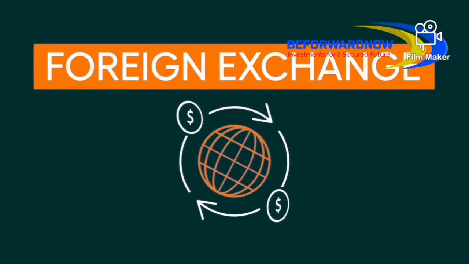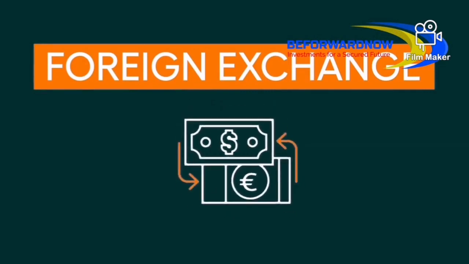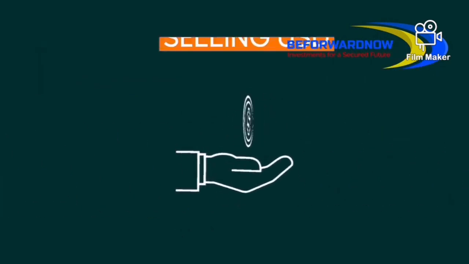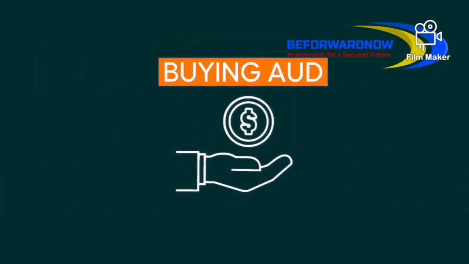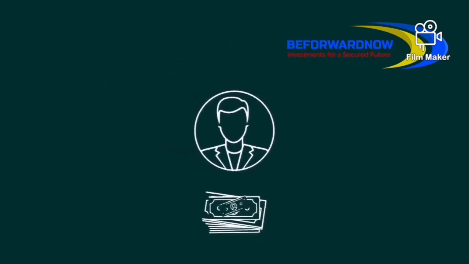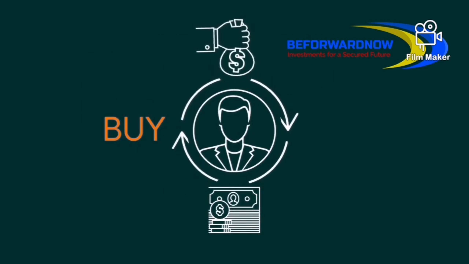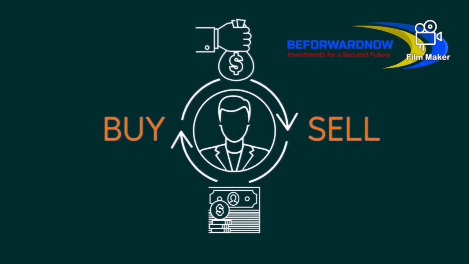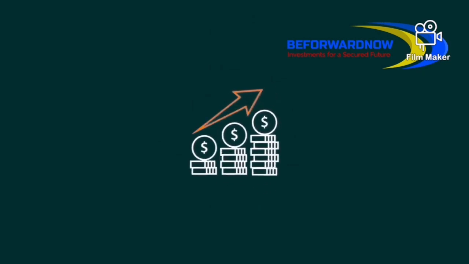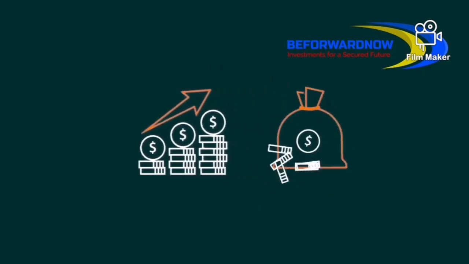Forex is a global market where people trade currencies by selling one currency to buy another. For example, you might sell US dollars to buy Australian dollars, or sell Australian dollars to buy Japanese yen. Forex traders make these trades because they are hoping that when the time comes that they sell a currency, they'll be able to sell it for more than what they purchased it for, thereby taking home a profit.